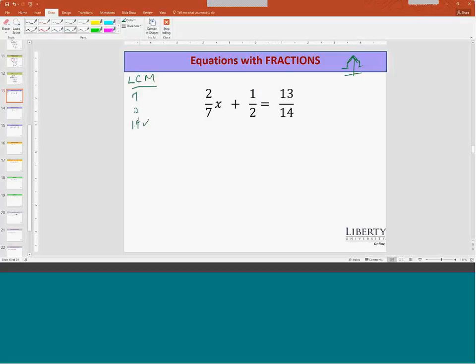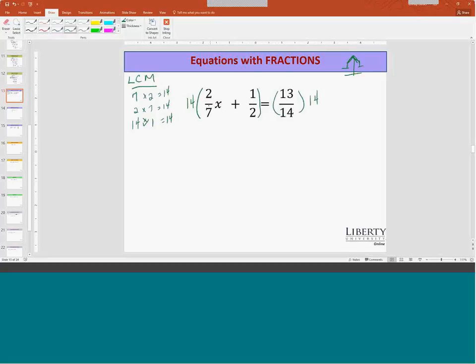The least common multiple of 7, 2, and 14. Well, it would be 14 because 14 is a factor of 14, 2 is a factor of 14, and 7 is a factor of 14. In other words, 14 is a multiple of all these numbers. 7 times 2 gives me 14, and 14 times 1 gives me 14. So, if I multiply both sides of my equation by 14, it should get rid of my denominators.